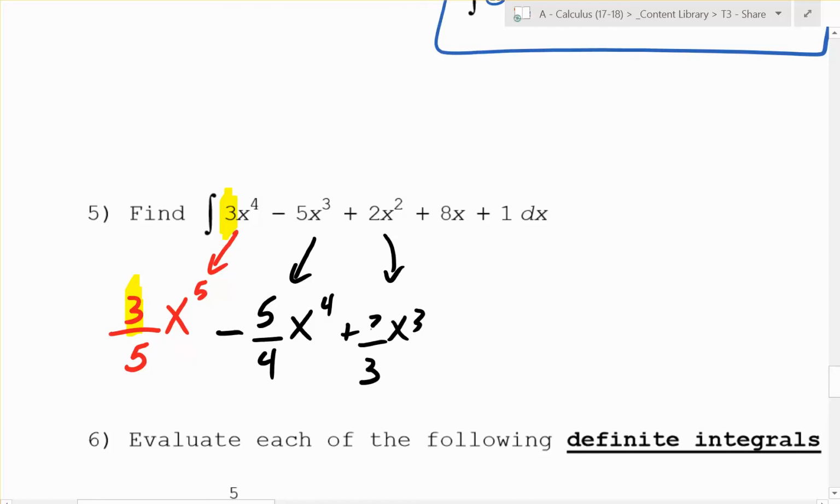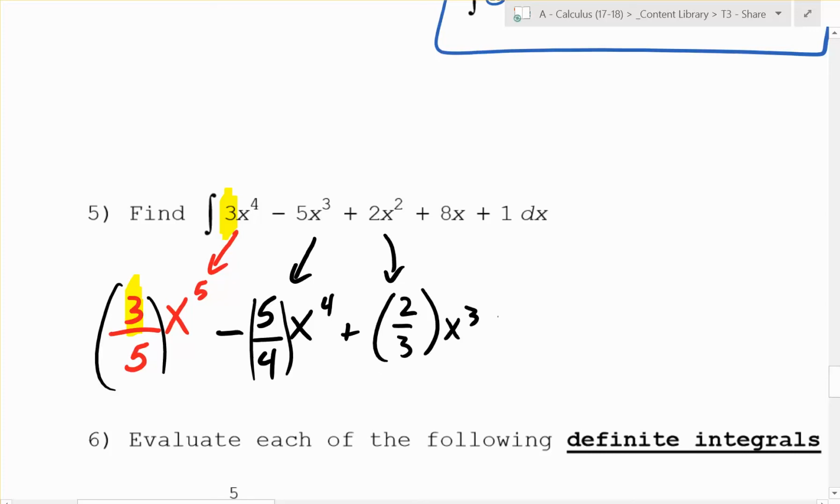That 3 goes away, but you want the 2. It's kind of sloppy writing. Let me clean that up. It should be, these are in parentheses here. So it's going to be 2 over 3 x cubed. And then what's this one? X squared.